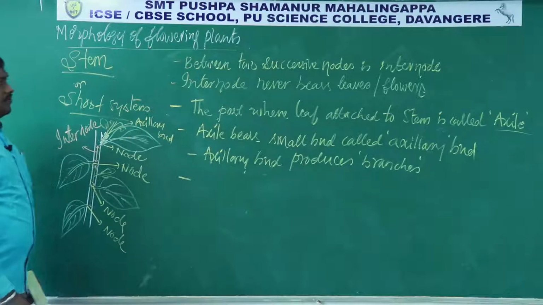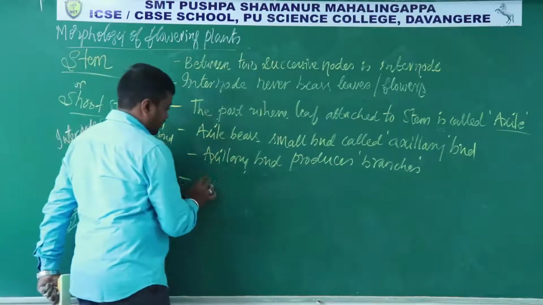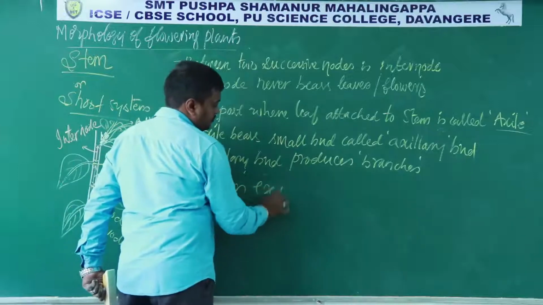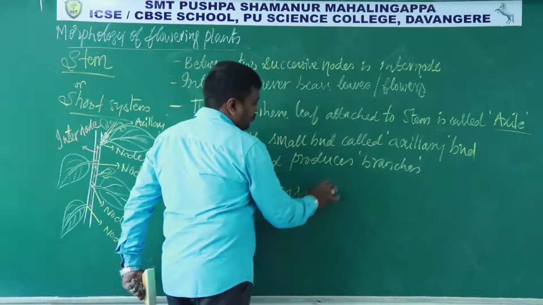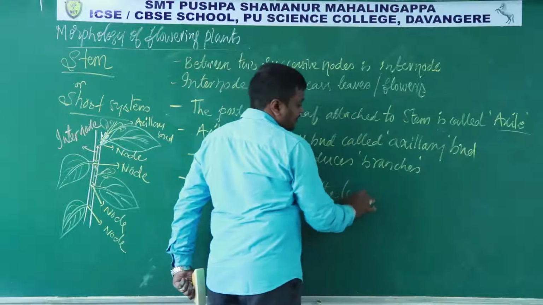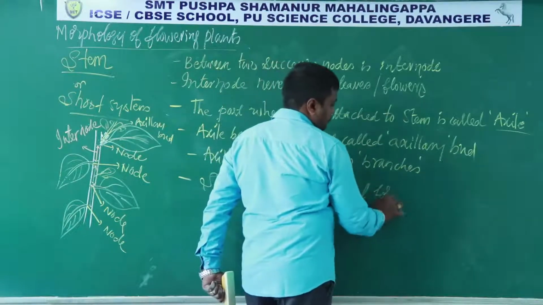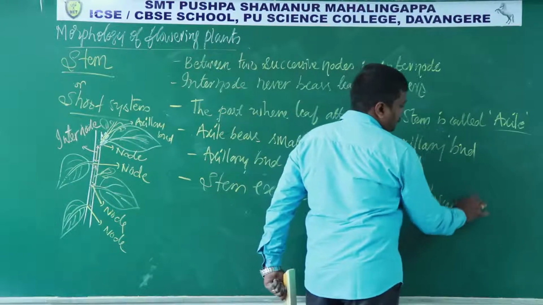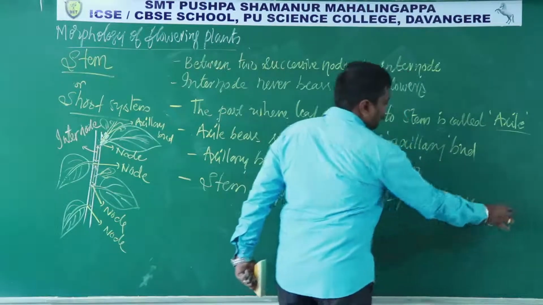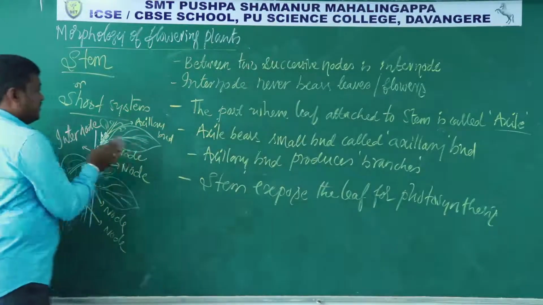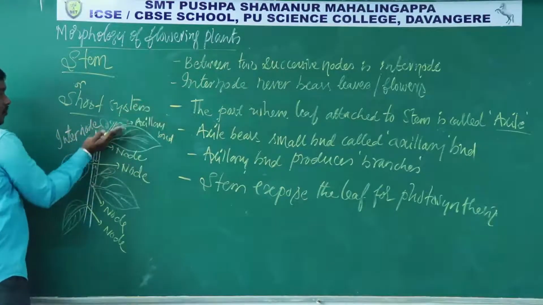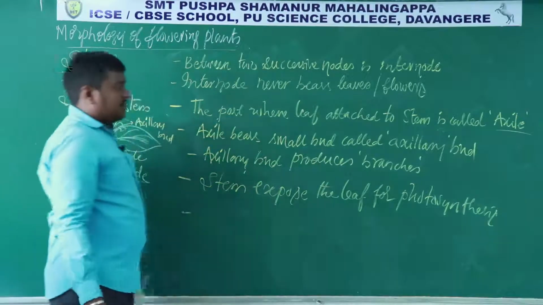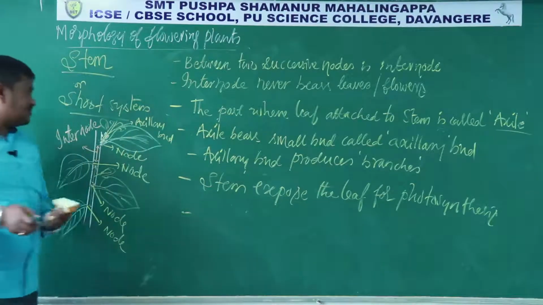Okay, so then this shoot or stem exposes the leaf for photosynthesis. It helps the leaf to receive sunlight. So that is one of the functions. Then the stem exposes the leaf for photosynthesis. That is one thing.